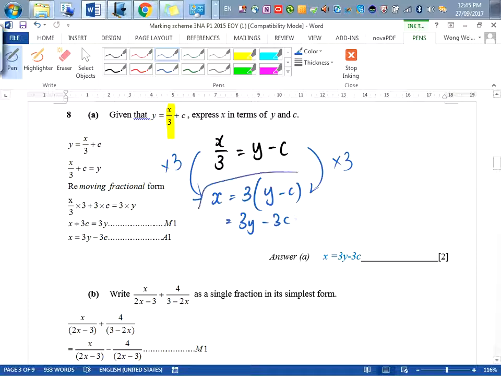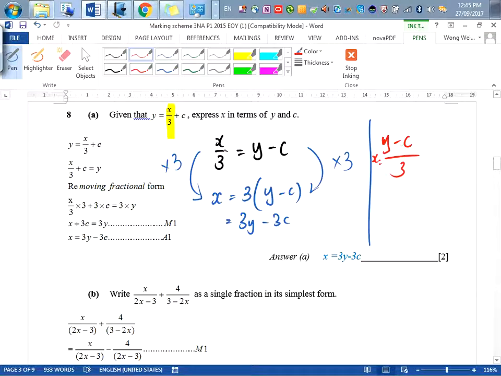You mean you left your answer like this, is it? It's okay. Say again, what if you left the answer as y minus c over 3? Then it is wrong, because they are different. y minus c over 3 doesn't give you x.